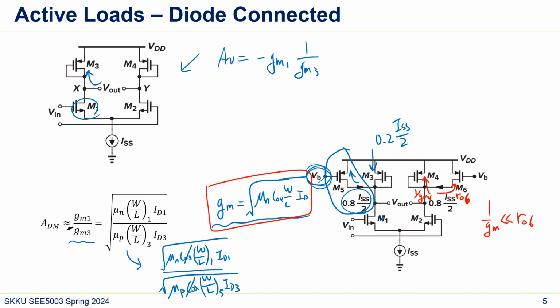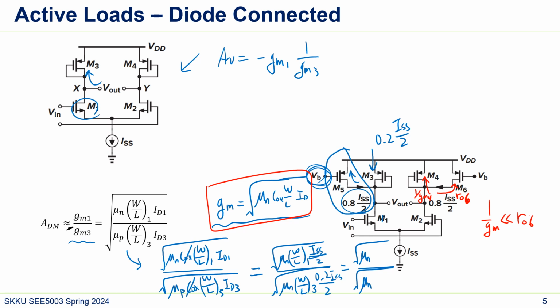So in this particular example, ID1 is ISS over 2, right? But the current is 0.2 ISS. So here, 0.2 ISS. So it turns out mu n, well, this would be mu p.